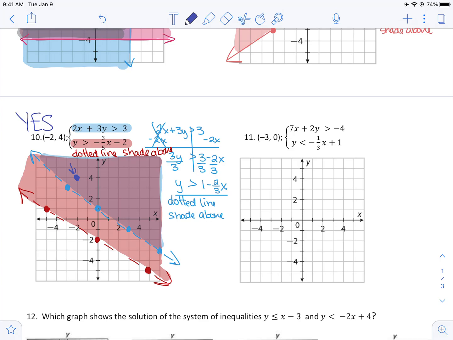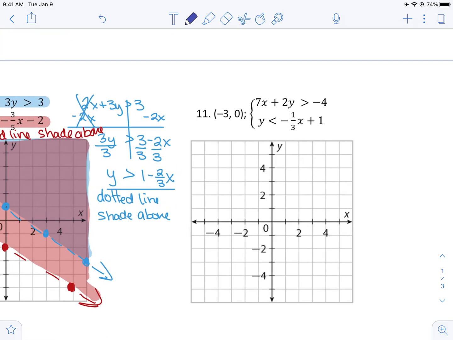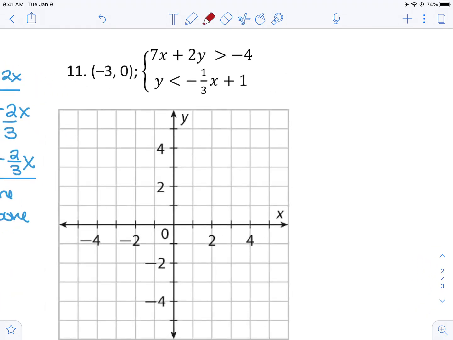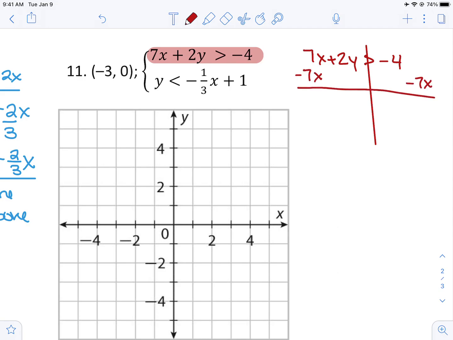Okay, last one we have to graph by hand, and then we have some multiple choice questions. So here we go. I'm going to start by solving this equation. It has to have y by itself, so I'm going to rewrite it. 7x plus 2y is greater than -4. Draw a line through the inequality sign. I subtract 7x from both sides. 7x minus 7x, 0 out. 2y is greater than -4 minus 7x.